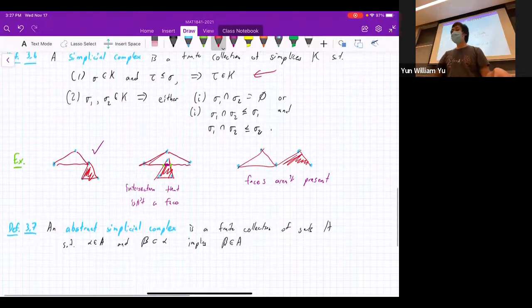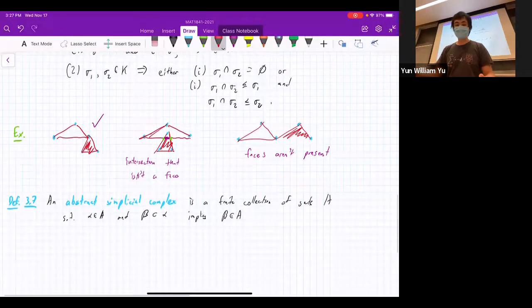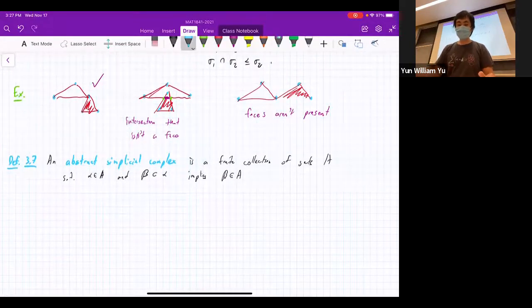Now, one of the things that you might notice is that when we do this abstractly, you don't have to worry about these weird intersections anymore. Because if you have an intersection of two sets, well, clearly the intersection of two sets is going to be a subset of one of the original sets. And so you don't have to worry about these weird cases. Okay, so this is part of the setup.